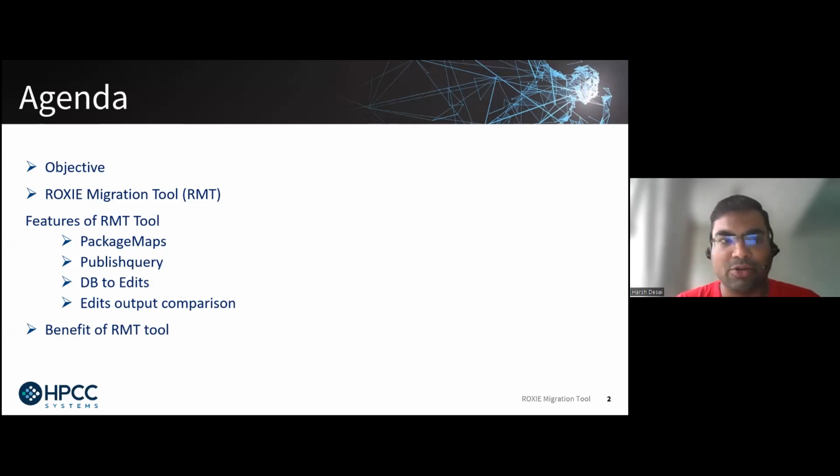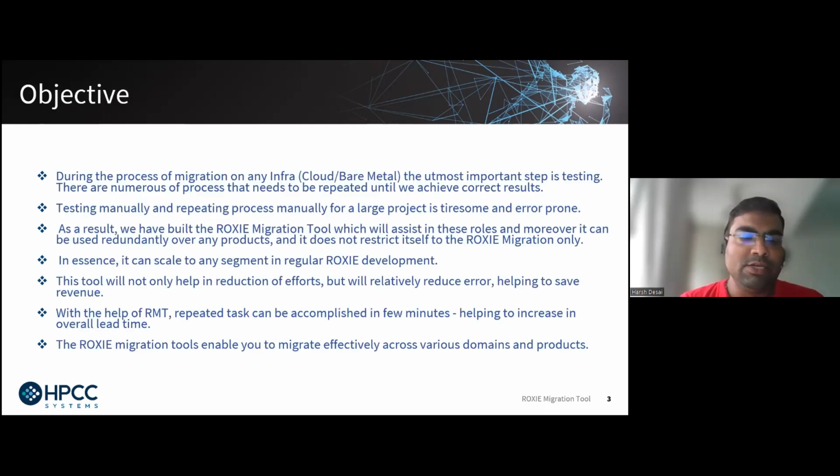So considering the ROXIE, we all know we have a package map linked with it. We have publishing the queries. We have database to edit format. And importantly, how the edit format output comparison will look like. And finally, the benefits of an RMT tool. So what would be the benefits after we have this tool developed? Okay, so let's move on to the objective.